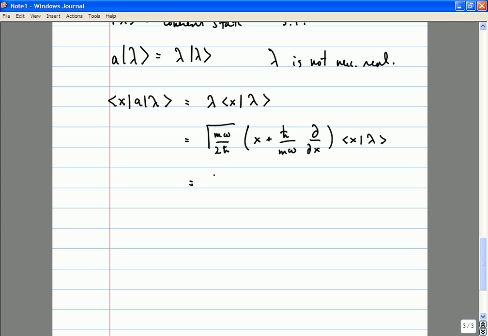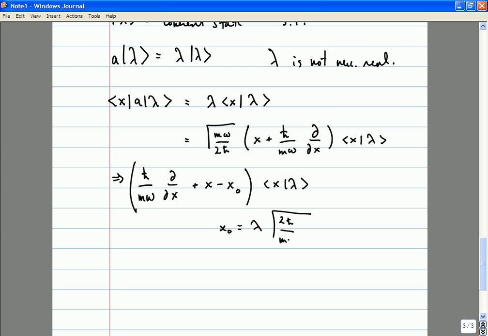Or, if I shuffle this around a little bit, it means that the wave function of the coherent state obeys a first-order differential equation saying that it is annihilated by not the operator d by dx plus x, as was the case for the ground state, but the operator d by dx plus x minus x naught, where x naught is equal to lambda times the square root of 2 h bar over m omega, just from this earlier equation.